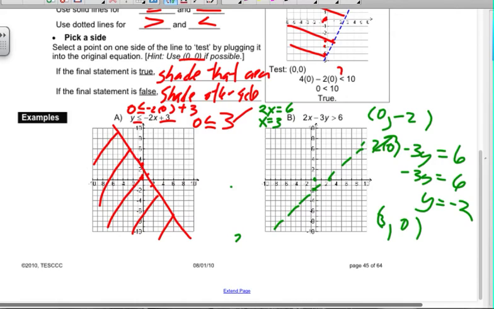So 2 times 0 minus 3 times 0. Is that greater than 6? So I end up with 2 times 0, I got 0 is greater than 6. That is false. So what it tells me is it's not this side, but it's the other side I need to shade. And that's how you solve these.